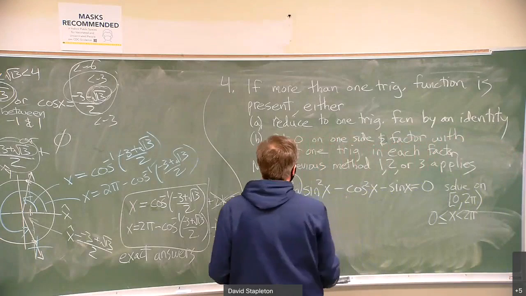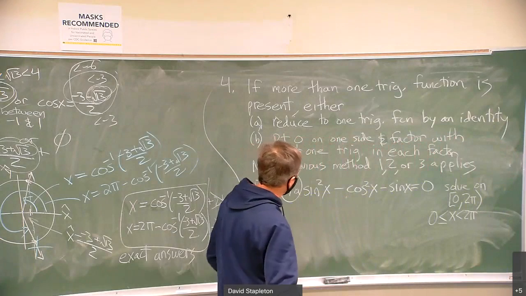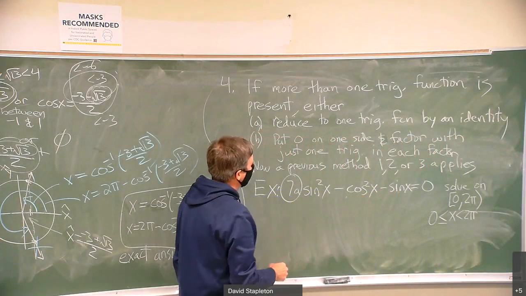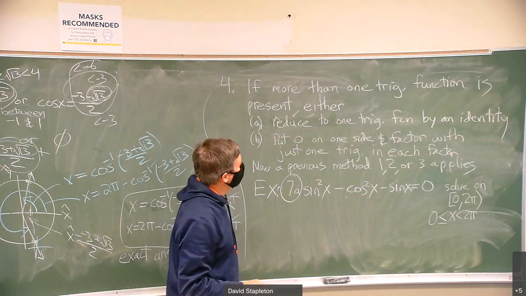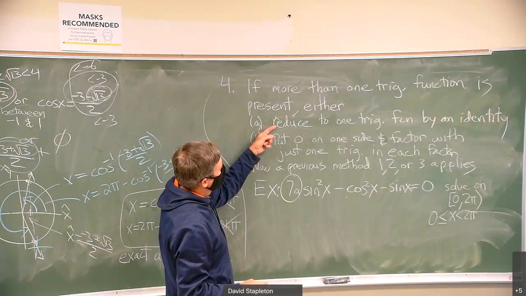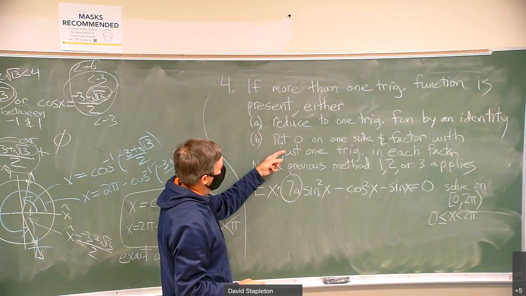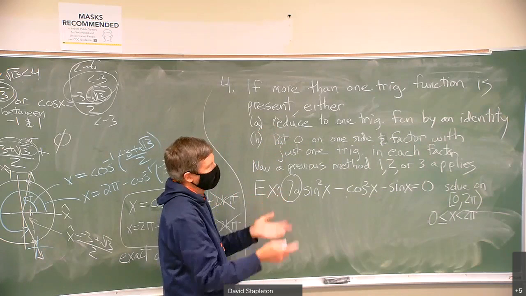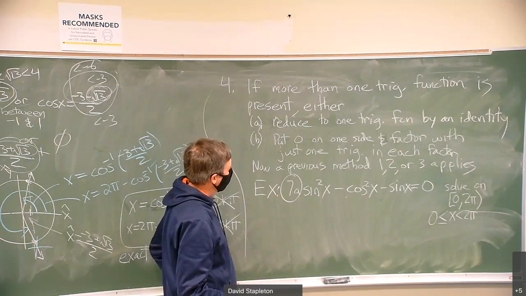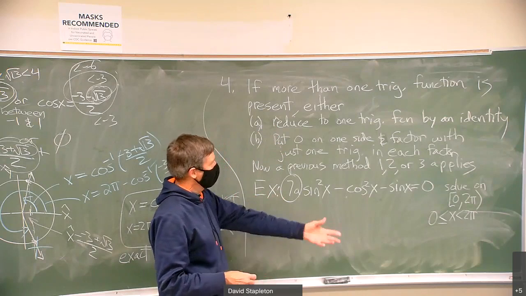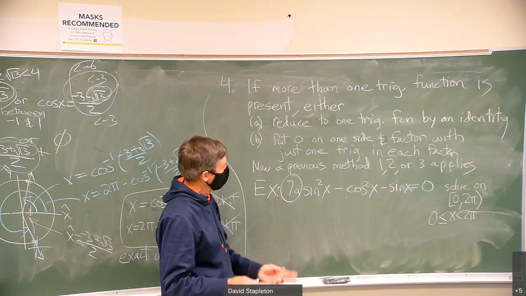Now, how can I do this? It's more than one trig function, right? It has sine and it has cosine. Anybody see how to reduce this to a single trig function by an identity, or we already have 0 on one side, factor it with just one trig function in each factor. Factor means write as a product, right? Factors are things that are multiplied together. When I say terms, those are things that are added together. Factors are things that multiply.